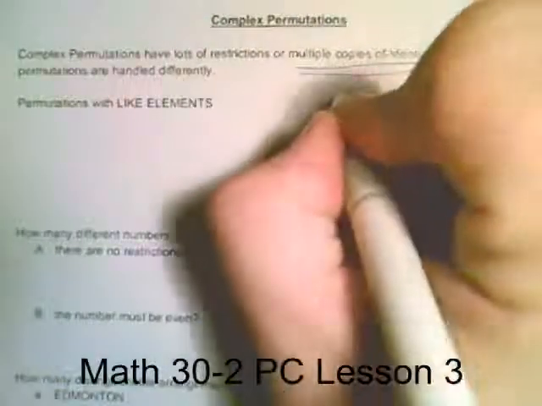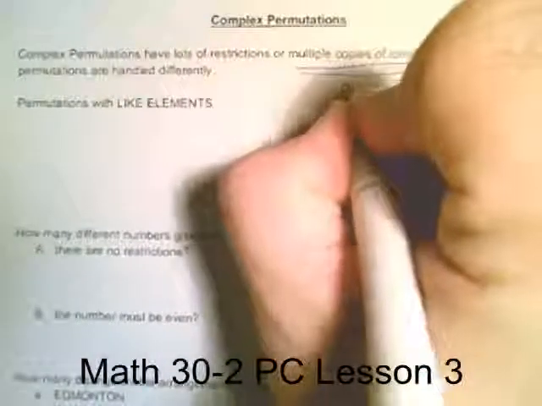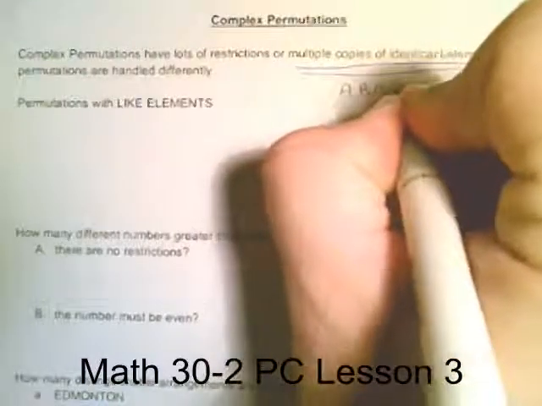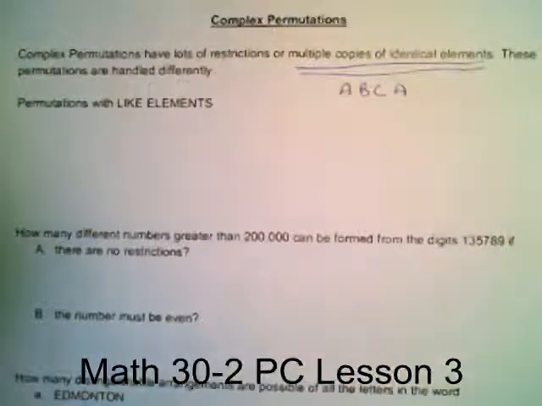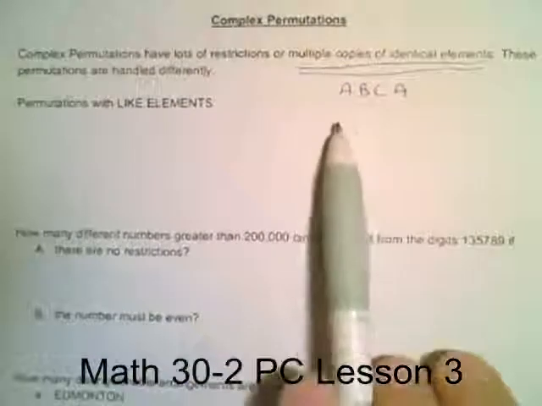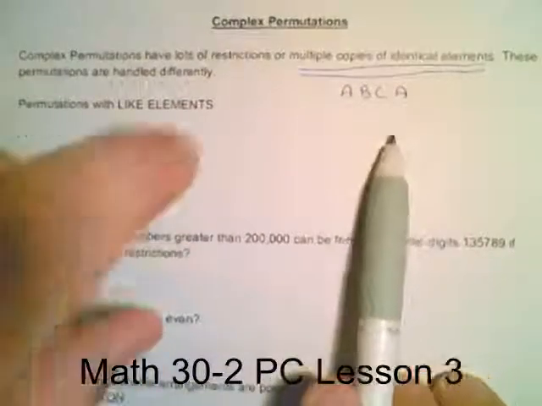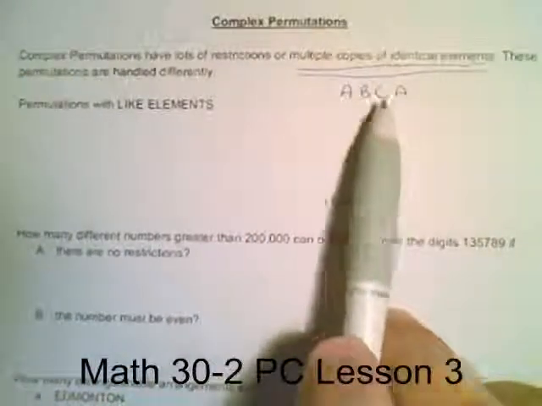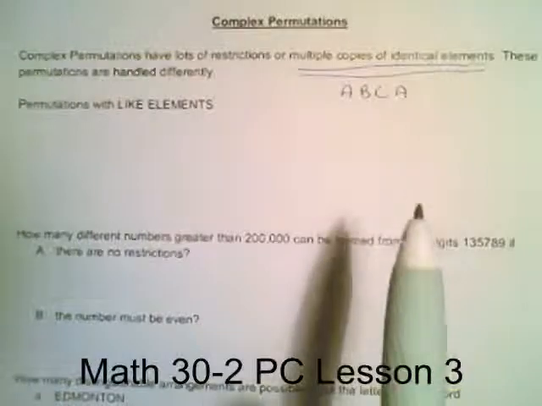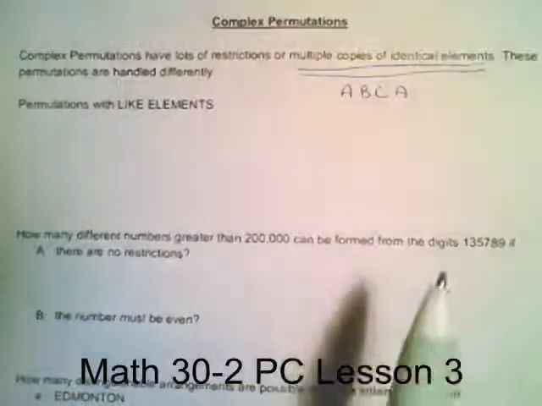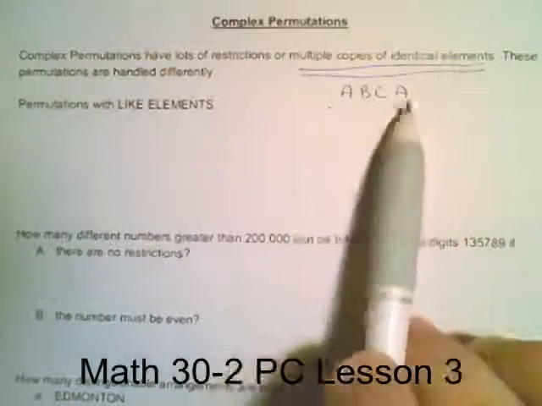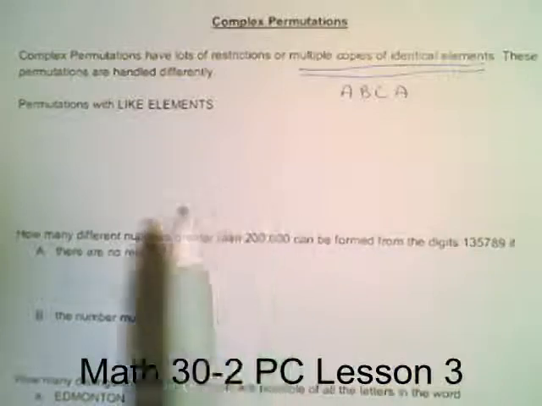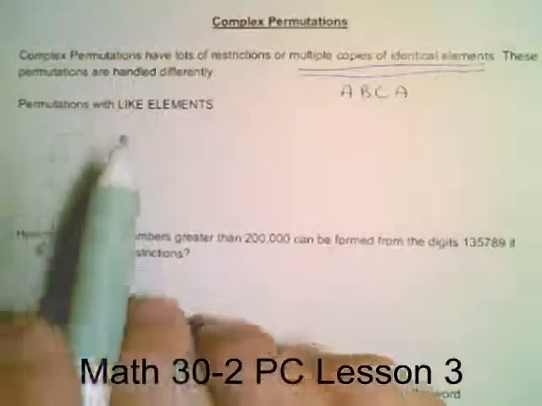I mean, for example, imagine these are Scrabble tiles and I had A, B, C, A, those 4 Scrabble tiles. Now they're all identical. If they were Scrabble tiles, I can't see any difference. Now if I took them and swapped them around, okay, I'm busy trying to find a word. If I switch this A with this A, it doesn't look any different. And that's what we're talking about with like elements. You've got multiple copies of the same thing.